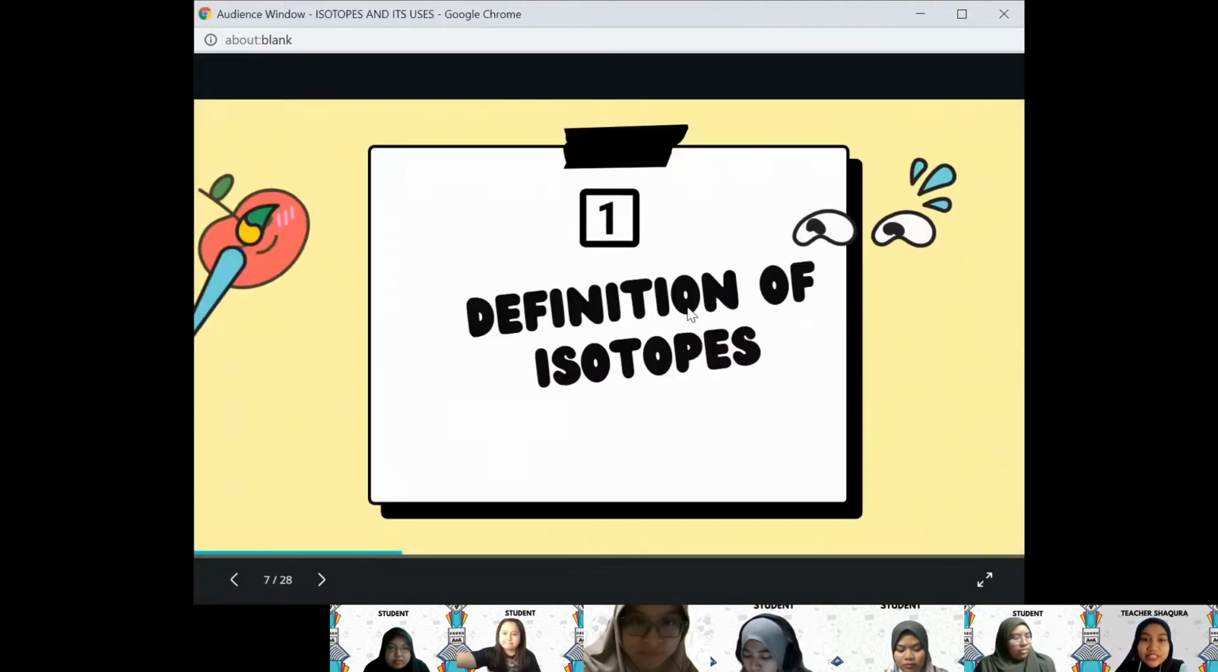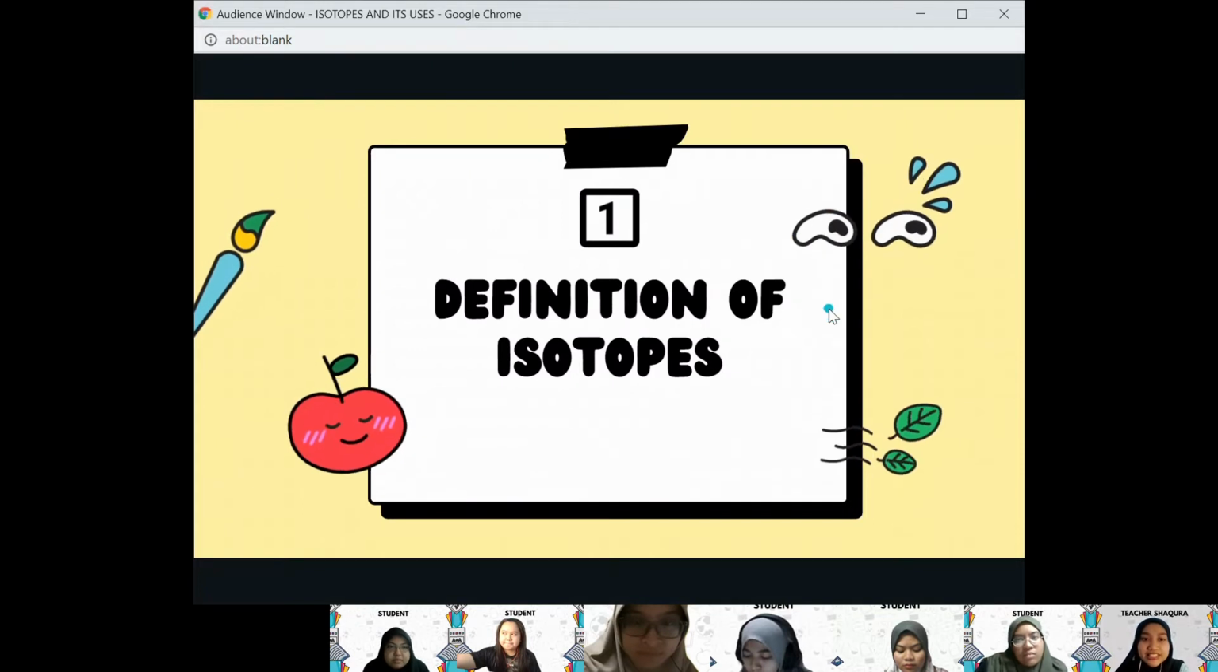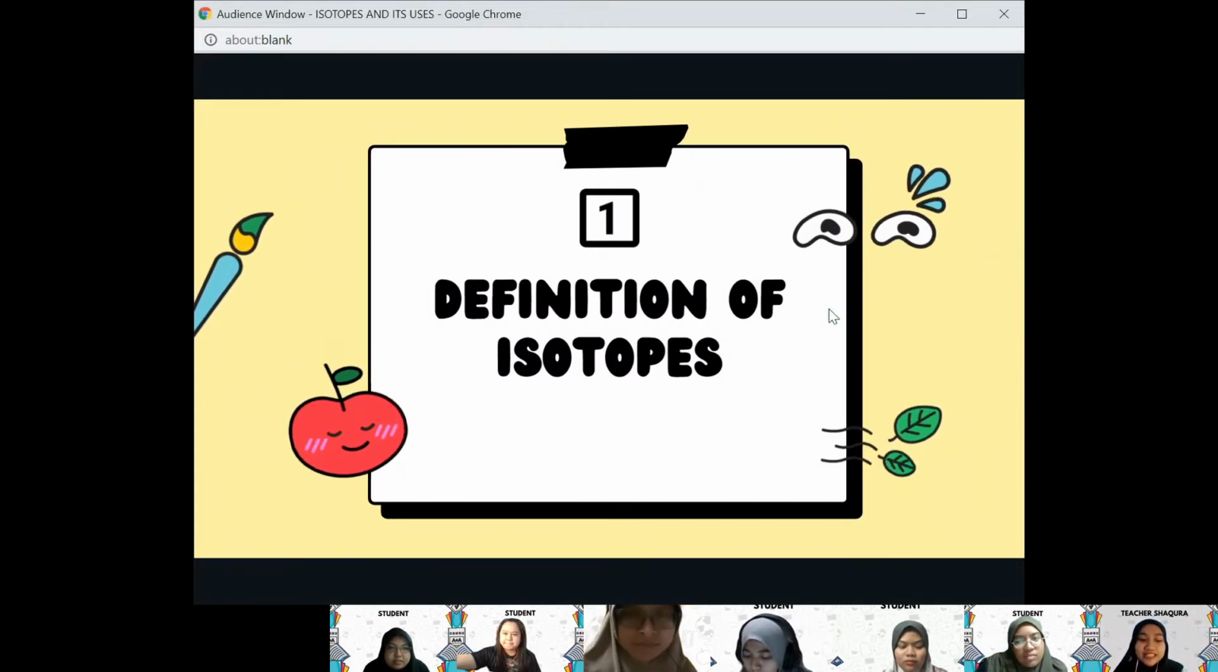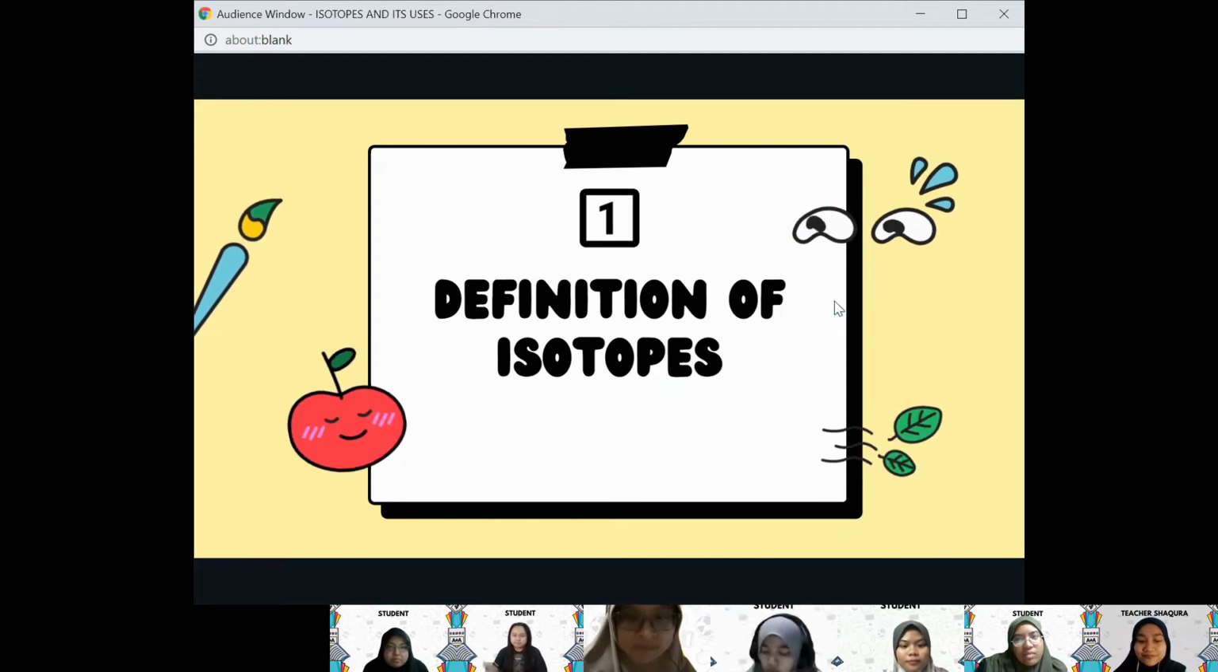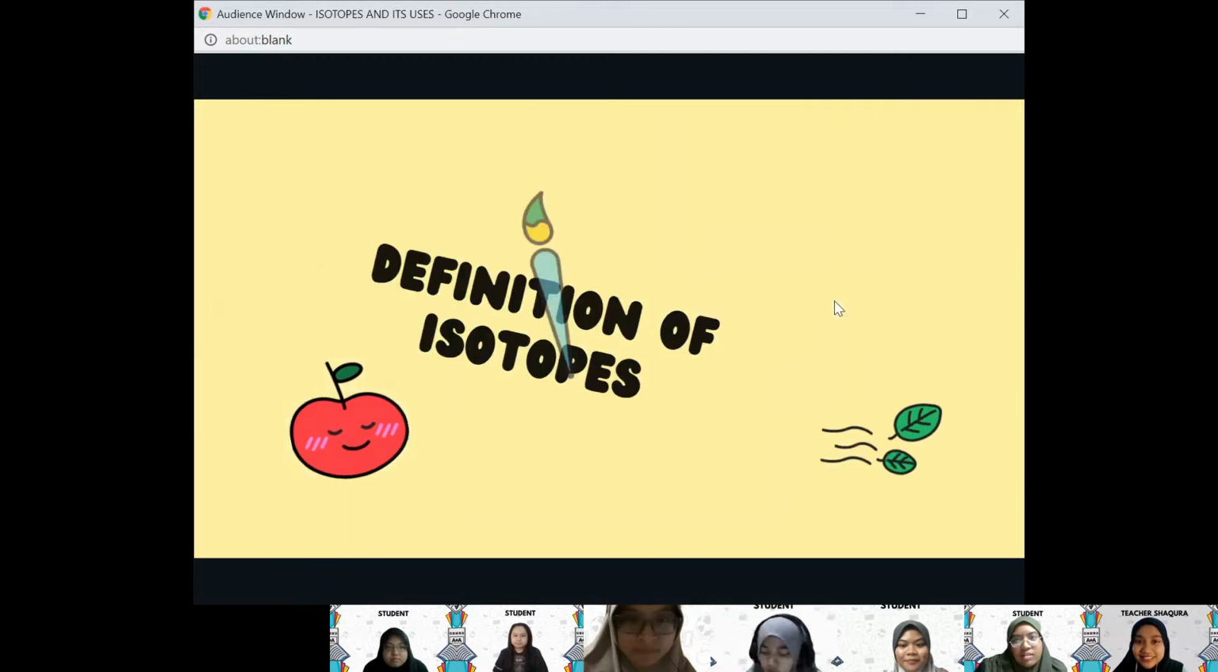Okay, now we are going to look at the first part, which is definition of isotopes. Just now we have discussed a bit on isotopes, right? So can any one of you give the definition of isotope with your own words? Anyone would like to try? How about Naura? Naura, are you there? Can you hear me?